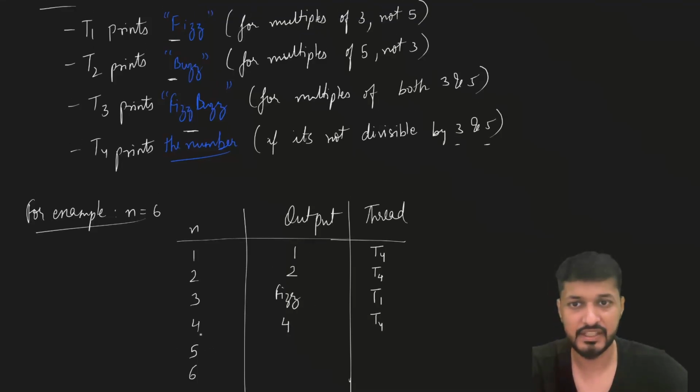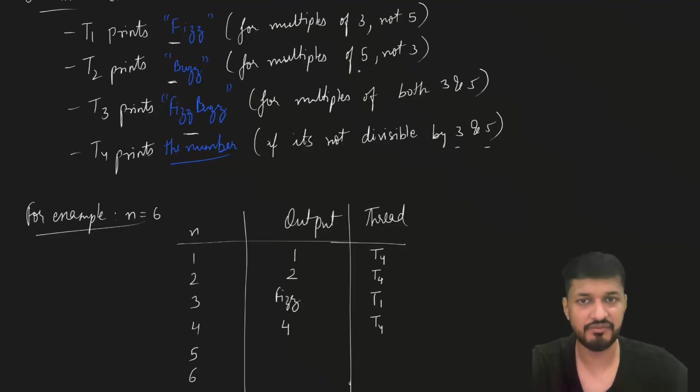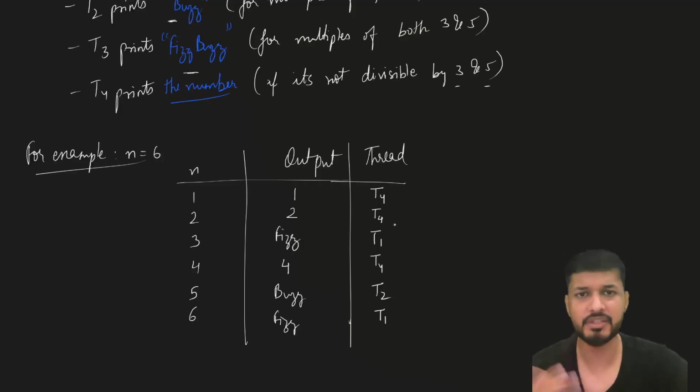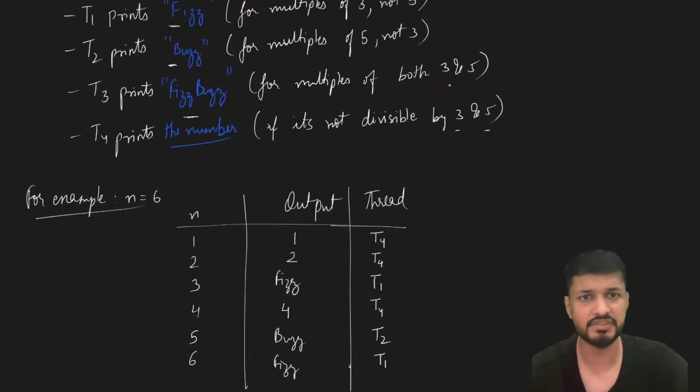What about 5? 5 is multiple of 5 but not 3, right? So we'll print Buzz here. So output will be Buzz and this will be printed using T2. At last, for n equals 6. Now 6 is again multiple of 3 but not 5. So what do we have to print? Fizz. So let's print Fizz here and this will be printed using T1, right? So this is what we have to do. If some number comes which is multiple of both 3 and 5, for example 15, at that particular point of time we have to print FizzBuzz, right?